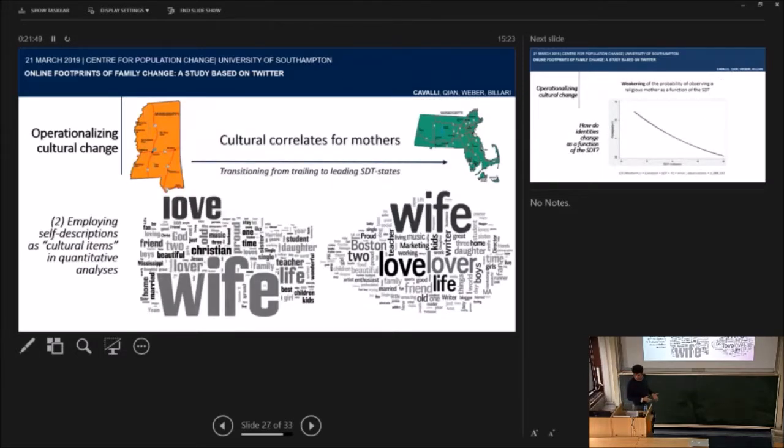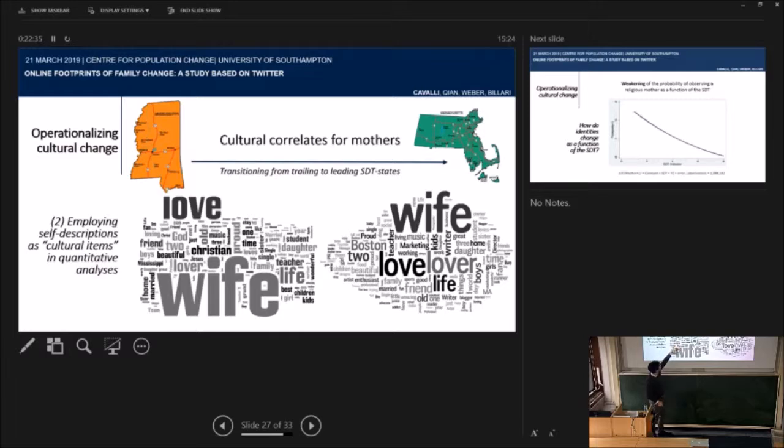So now we want to operationalize cultural change, and what we do is simply run a frequency analysis, which is not really fancy, just word clouds, for the state which is the lowest scoring in the second demographic transition, Mississippi, and the highest scoring, Massachusetts. And you can see the most frequent terms which appear with mother in this case. You can see wife is of course prevalent, although by how big it is, it's a bit smaller, so it's less frequent to have a person describing themselves as both mother and wife.